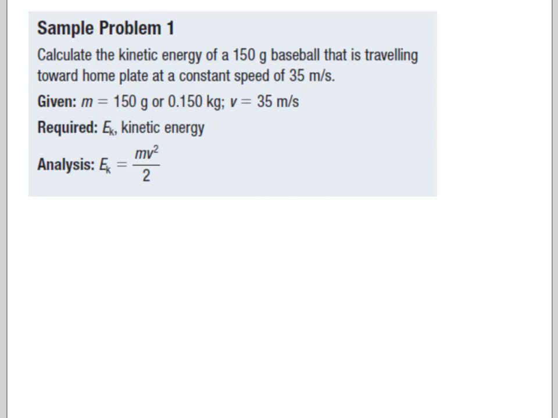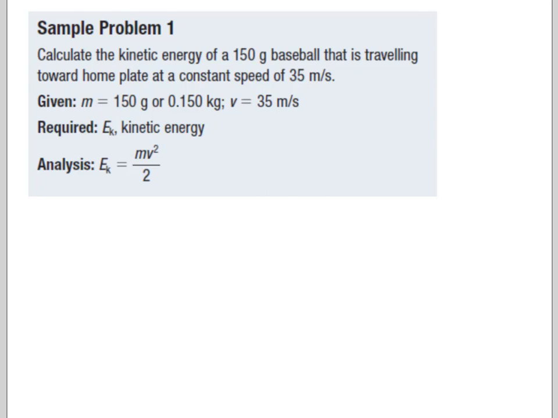And again, because this is our intro, a lot of things will be simplified. A baseball doesn't travel at 35 meters per second the entire way to home plate. So we're just going to make some simplifications to make sure our calculations and our understanding are in place before we make things more complicated.